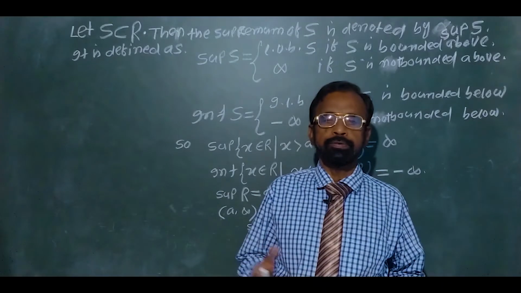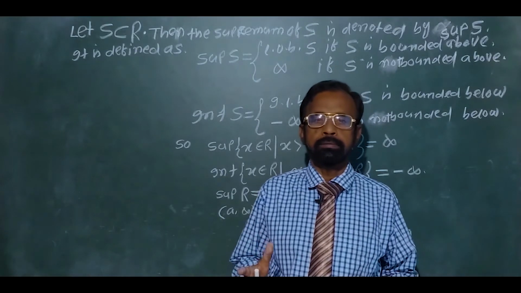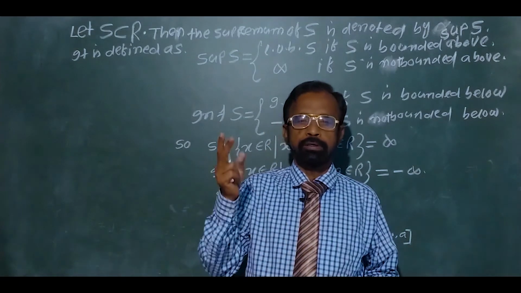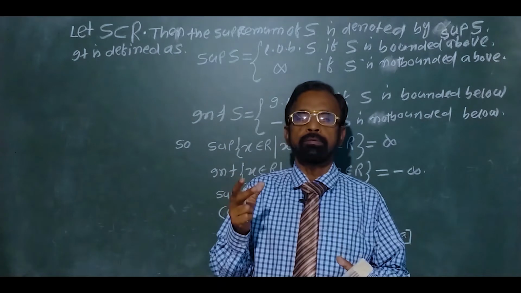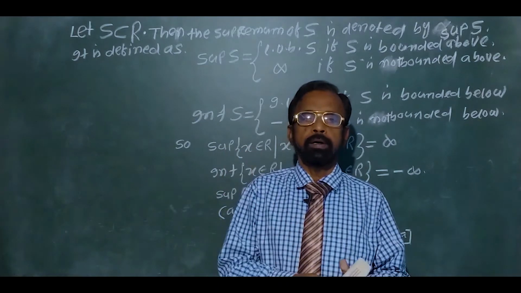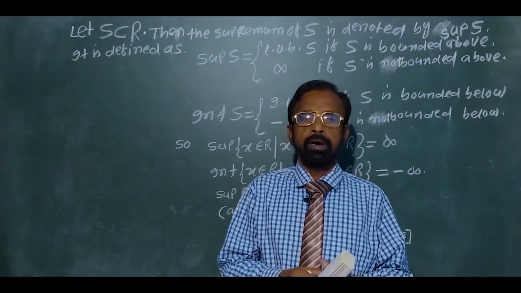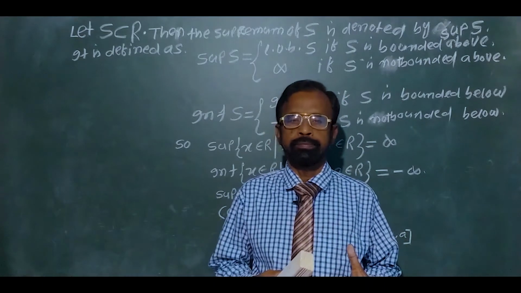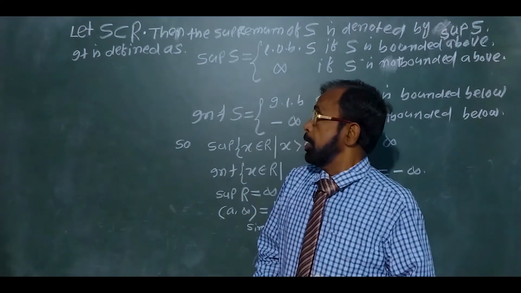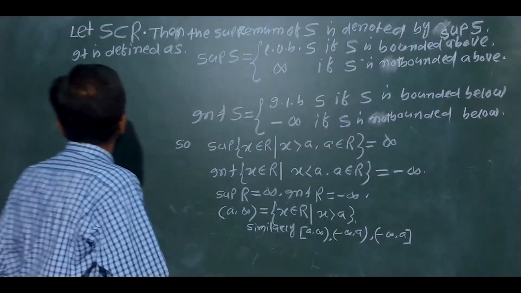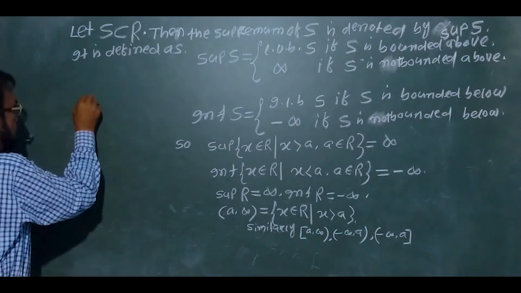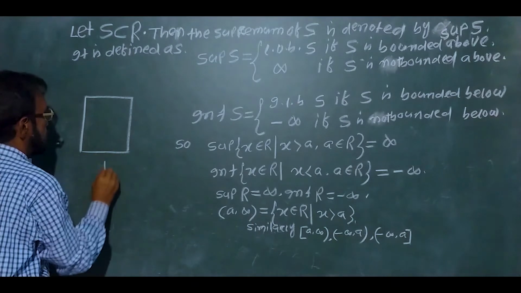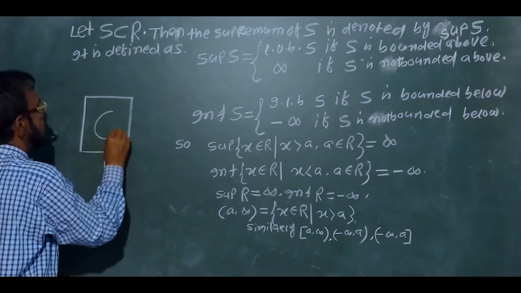In the previous videos, we have already discussed what is upper bound, lower bound, what is least upper bound, what is greatest lower bound, and also maximum and minimum. Now, what is a supremum and infimum of a set? Let S be a subset of R, where R is the set of real numbers. In a Venn diagram, this is R, this is S.